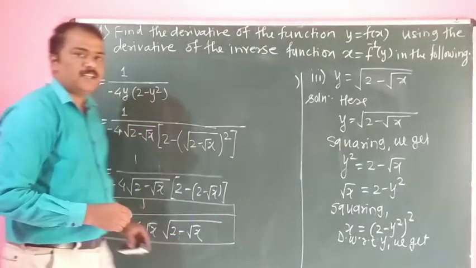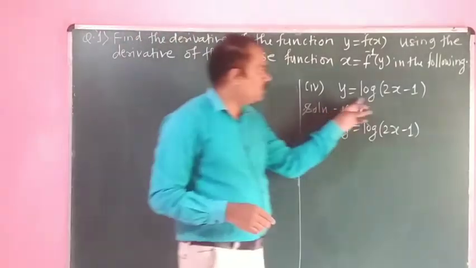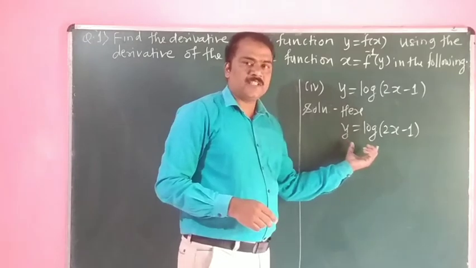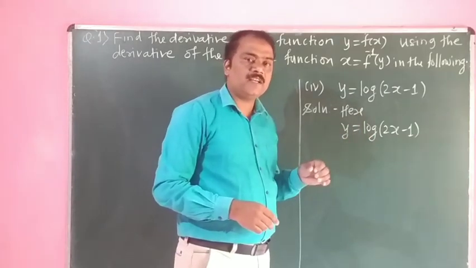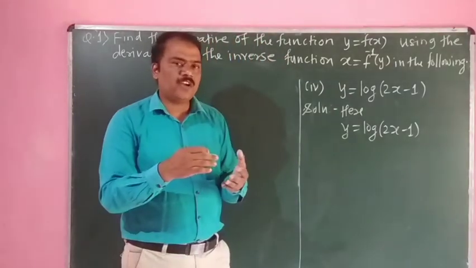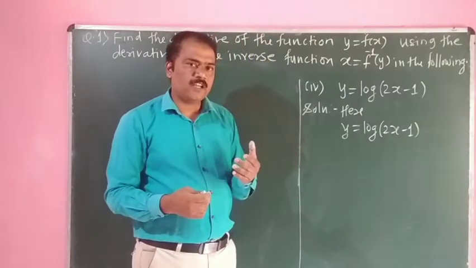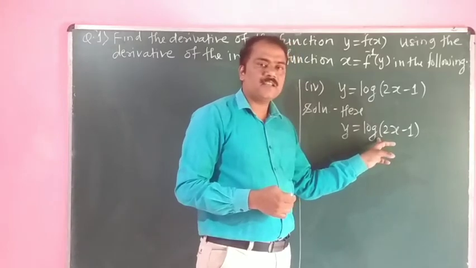Now we have to discuss the next example. Example number 4, y is equal to log of 2x minus 1. We have to write its inverse function. Whatever the given form is, it is nothing but the logarithmic form. In the 11th standard, we discussed how to convert the logarithmic form into exponential form. y is equal to log of 2x minus 1 to the base e.